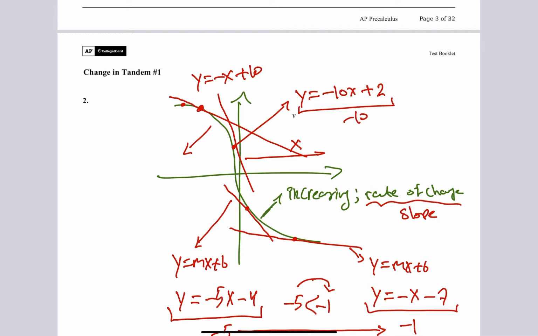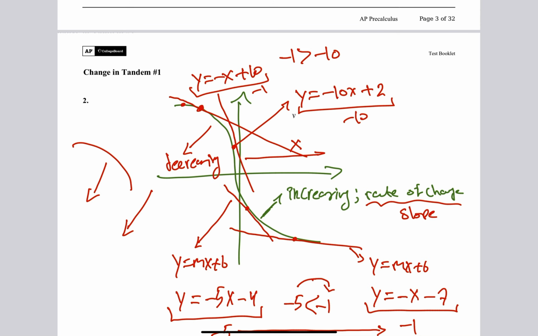This is negative 10, and this is negative x, which is negative 1, right? Well, negative 1 is definitely greater than negative 10. So as we move on to the right side, when the concavity was downwards, this is simply decreasing. So whenever the concavity is facing downwards, remember that the rate of change will be decreasing. However, when the concavity is upwards, the rate of change is simply increasing.